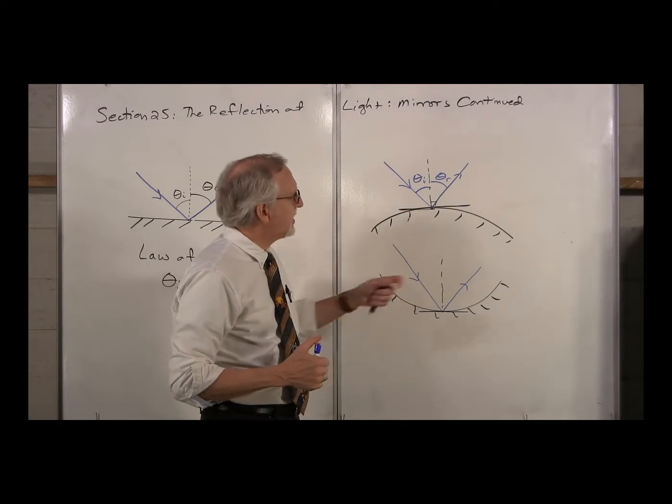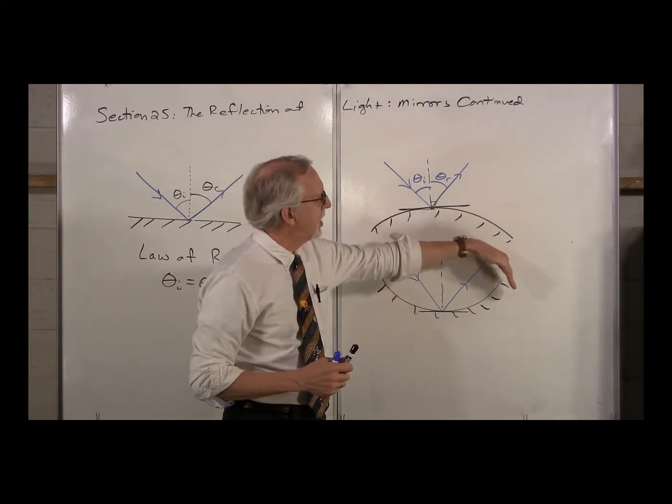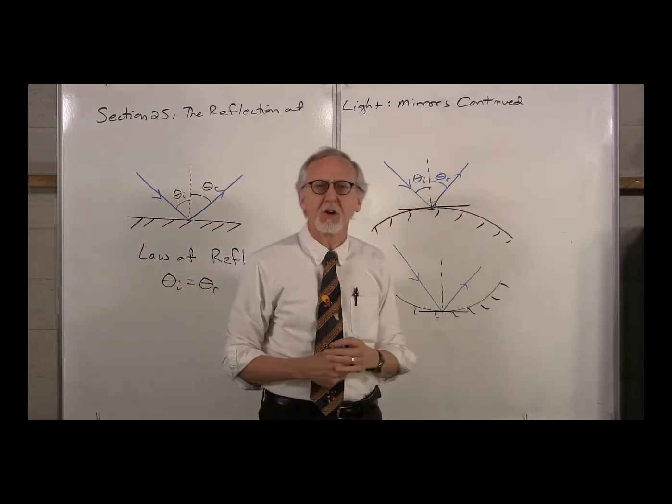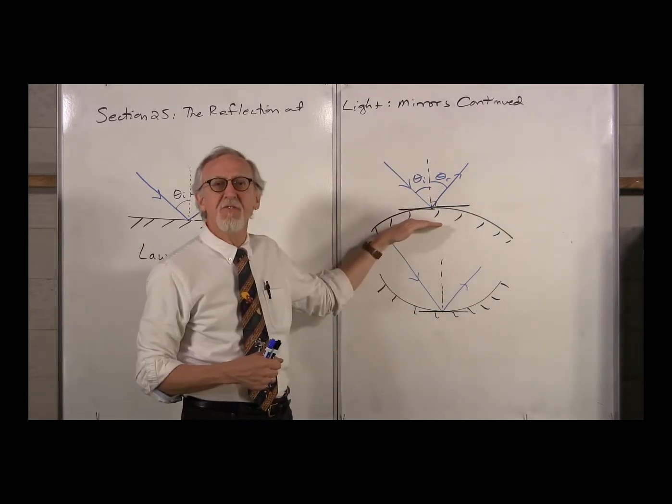These two different kinds of curvatures, where the curvature looks in this direction and the reflecting surface is on the outside of the curvature, we call this a convex mirror.